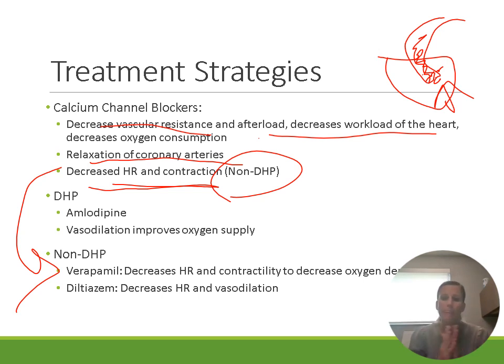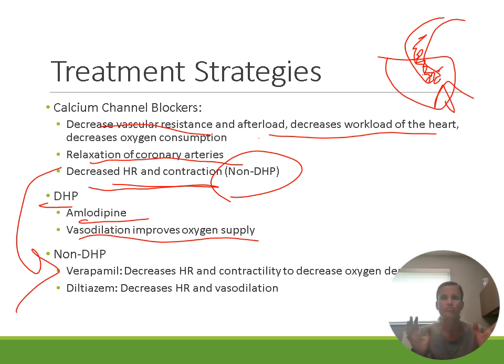So kind of looking at the different ones. First off, the dihydropyridine calcium channel blockers, like amlodipine. Amlodipine works mostly on vessels, right? That's kind of the difference between DHPs and non-DHPs. Amlodipine works mostly on vessels. So it's going to cause vasodilation. This is going to bring more blood supply to the heart.